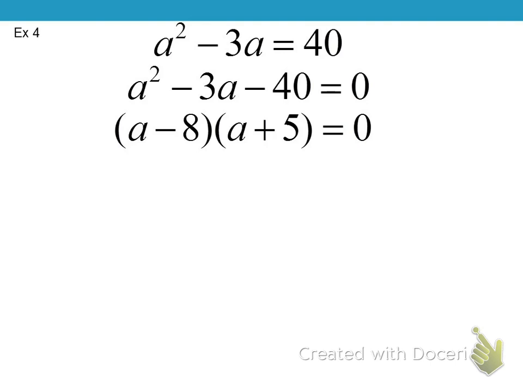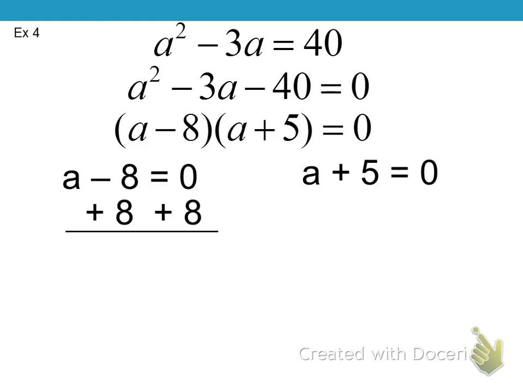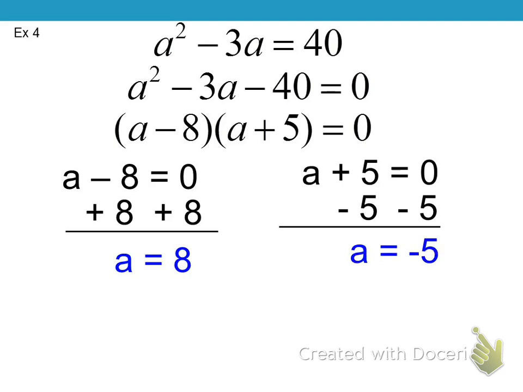A lot of you are still forgetting that step. Here, if you forgot, it wouldn't be a big deal. But always double check for it. In front of the a squared is a 1, so we don't need to do that step. What I can do now is set them both equal to 0. So a minus 8 equals 0, a plus 5 equals 0. What does a equal? 8 and negative 5. And you can write it as 1 if you'd like.